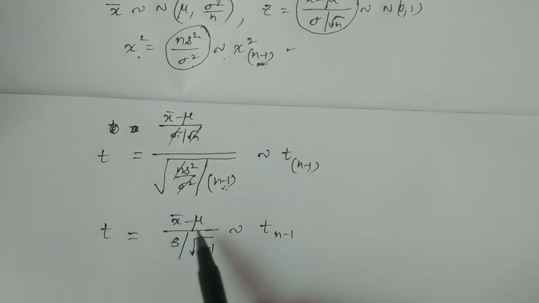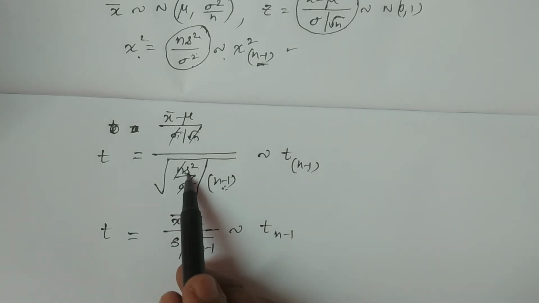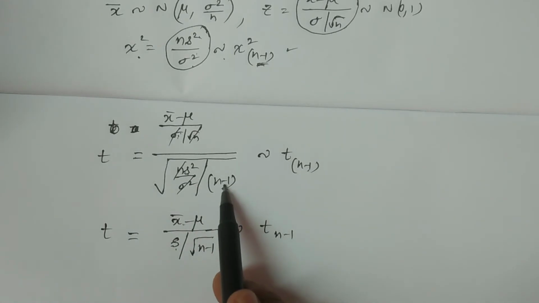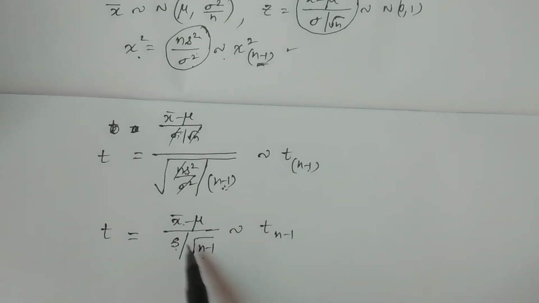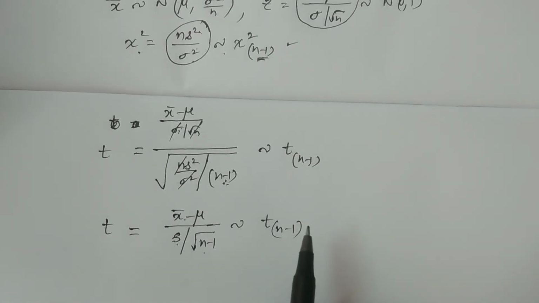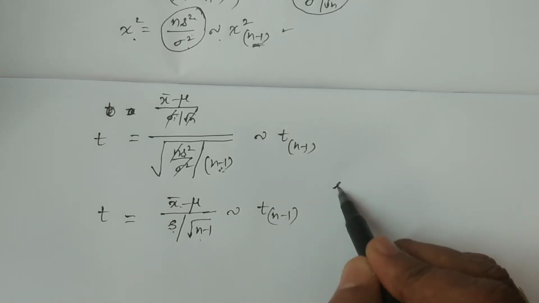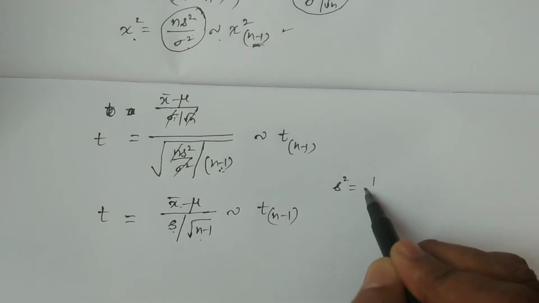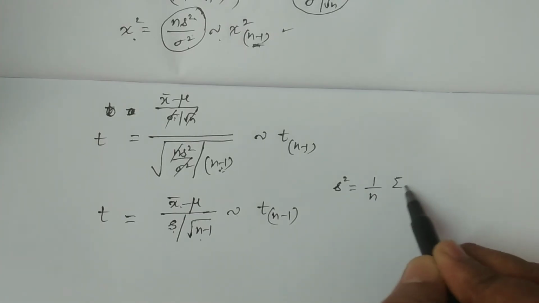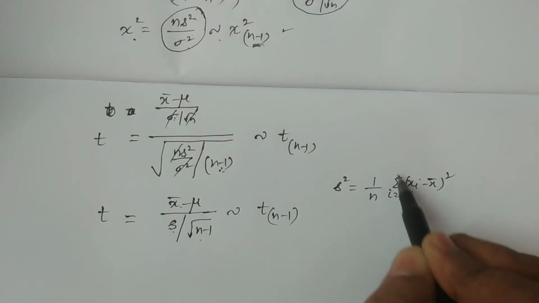So t is equal to x bar minus mu divided by s by the square root of n minus 1, which follows a t distribution with n minus 1 degrees of freedom. Now this is the formula. Now I give you the formula of small s square. The formula is 1 by n summation of xi minus x bar the whole square, with i ranging from 1 to n.